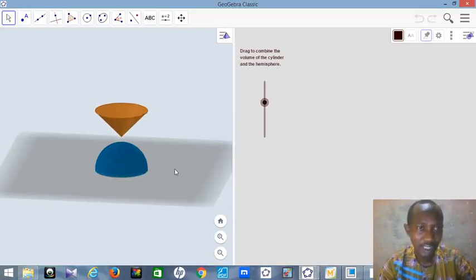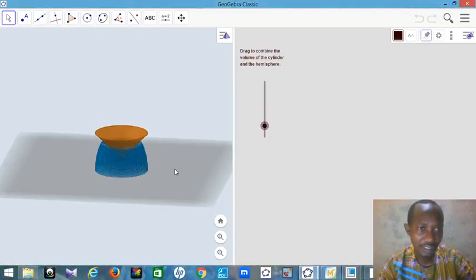So with this idea, you don't need to memorize any formula. Just know how it is formed, and that is all. You can see how the cone is going into the hemisphere, and at the end of the day, it's giving us a perfect cylinder. So hemisphere plus cone is equal to a cylinder.